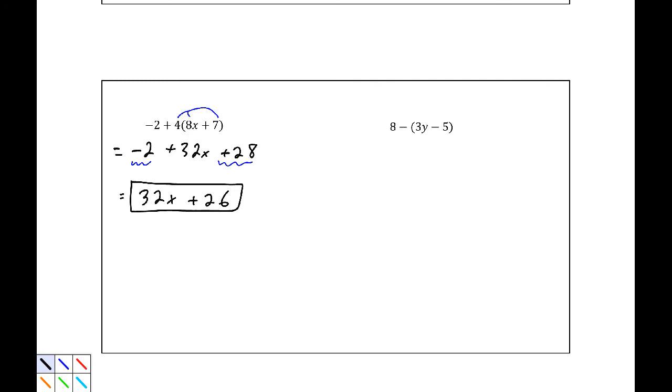Next example is 8 minus, parentheses, 3y minus 5, close parentheses. Again, this minus sign that precedes my parentheses indicates the opposite. So this becomes 8 minus 3y, that's the opposite of 3y, plus 5, because that's the opposite of negative 5, or minus 5. Now, I want to combine my constants, the 8 and the 5. So 8 minus 3y plus 5 becomes negative 3y plus 13.